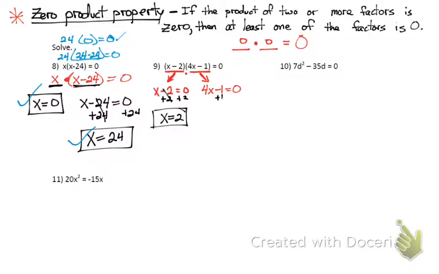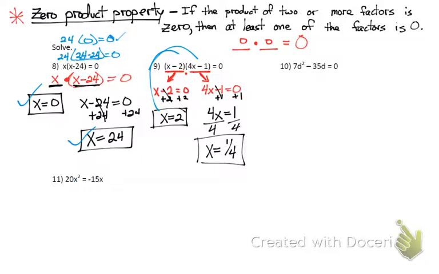Over here we add 1 to both sides, 4x equals 1, so then we divide by 4, and x equals 1/4. So again, if you plug either of these answers into the problem, if you plug 2 back into the original problem, your answer is going to be 0. That's because 2 minus 2 is 0. 4 times 2 is 8 minus 1, so you'd have 0 times 7, which obviously does make 0.